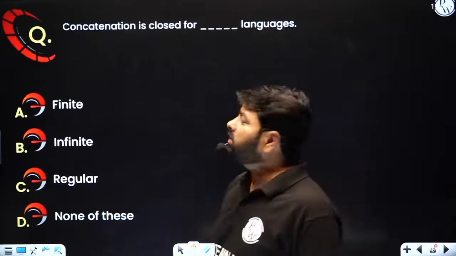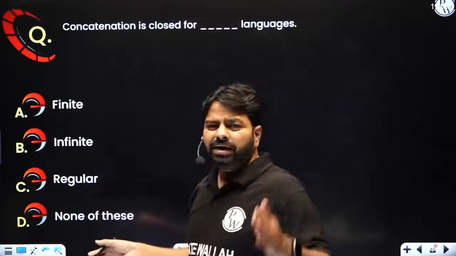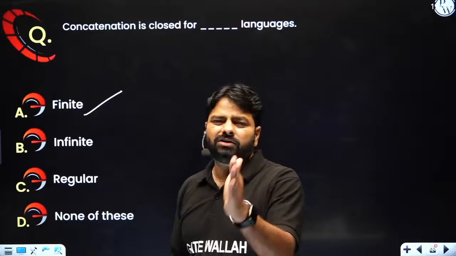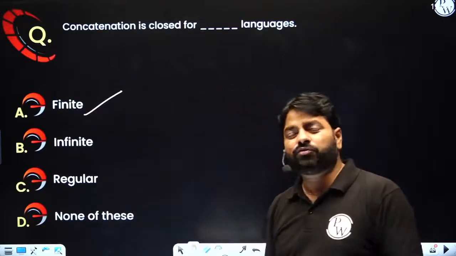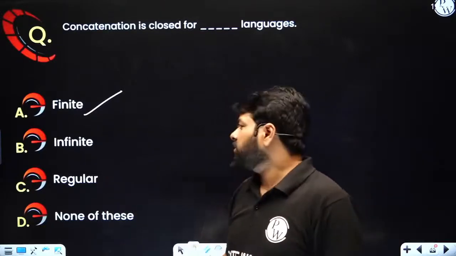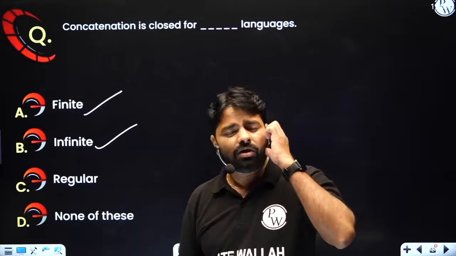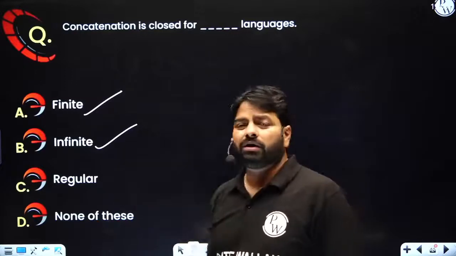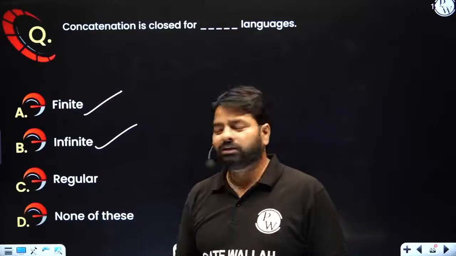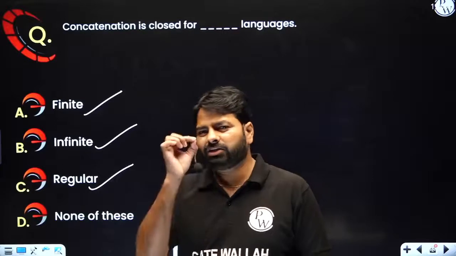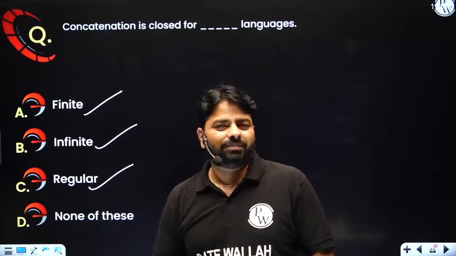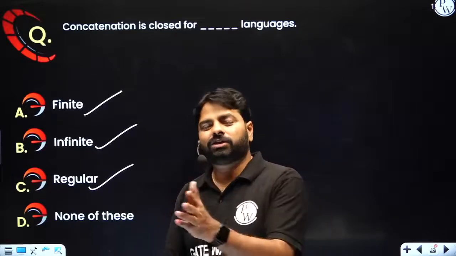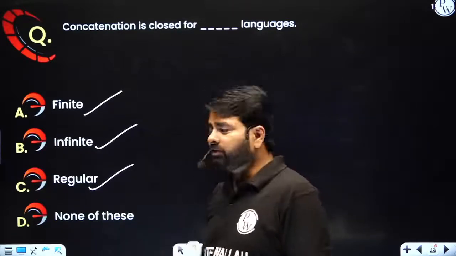Concatenation is closed for which domain? Finite dot finite, is it always finite? Yes, so closed. Infinite dot infinite, is there any case where you get finite? Impossible, right? So it's also closed. It has to be infinite. Regular dot regular, yes, it is regular. The concatenation dot itself in the regular expression is the proof why concatenation again produces a regular language.